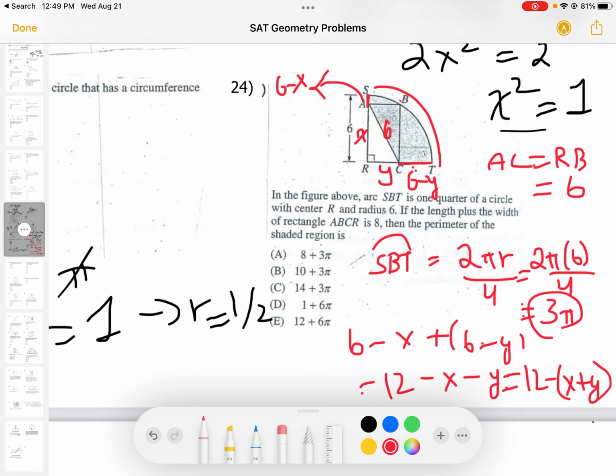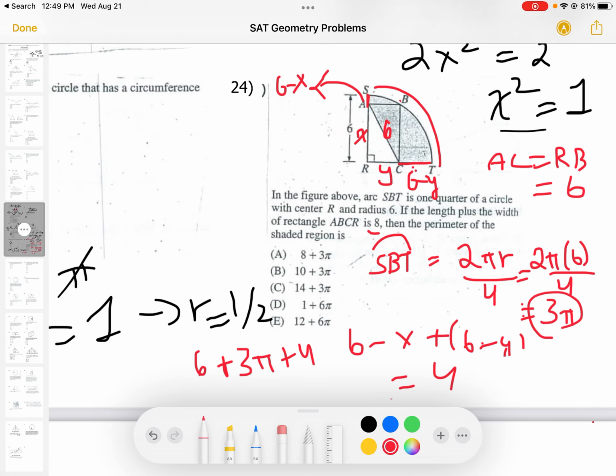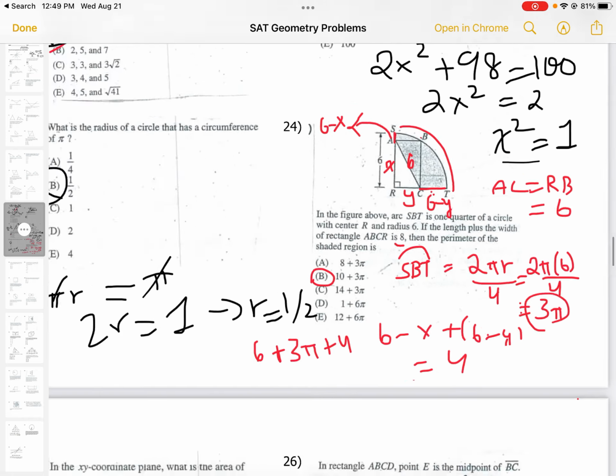Now what's x plus y? Well, it's just the sum of the length and width of the rectangle. But we know what that is. It's 8. So this is just equal to 4. So we have our entire perimeter. It's just 6 plus 3 pi plus 4, which is 10 plus 3 pi. That's B. And we're done.